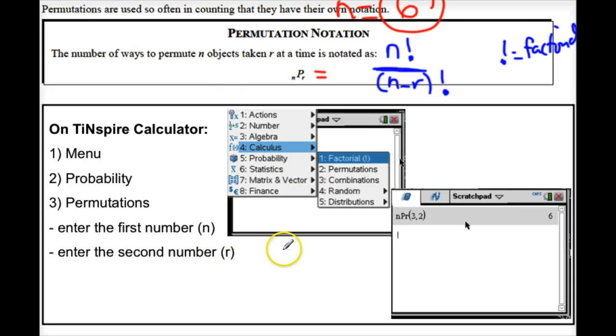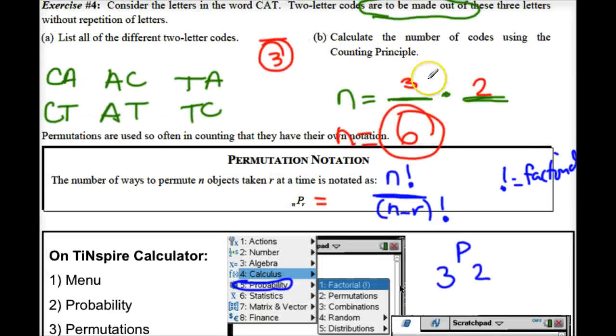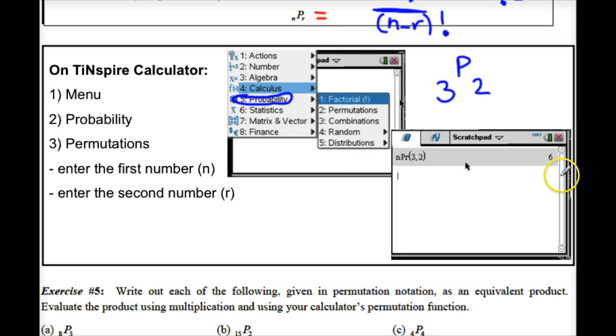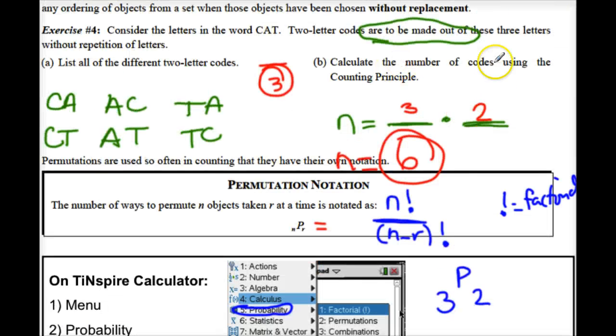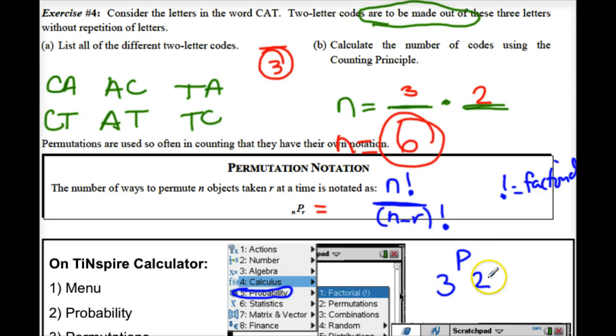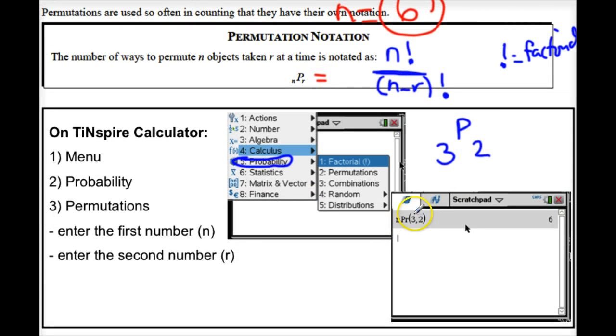Now, I put some screenshots here for you to see. When you go to the TI-Nspire calculator, you're going to go to Menu. You're going to see this pop up here. You're going to go to Probability. And then you're going to choose, notice it says factorial, which is my little exclamation mark. You're going to choose permutation. So let's say I want to do something that says 3P2, which is what we had up here. We're going to enter it like this. So this is actually the permutation for what we just did. There are 3 letters, C-A-T, and I want to choose 2 letters to make a 2-letter code. So this is going to be entered as 3, 2. It's always the n, which is your first number.